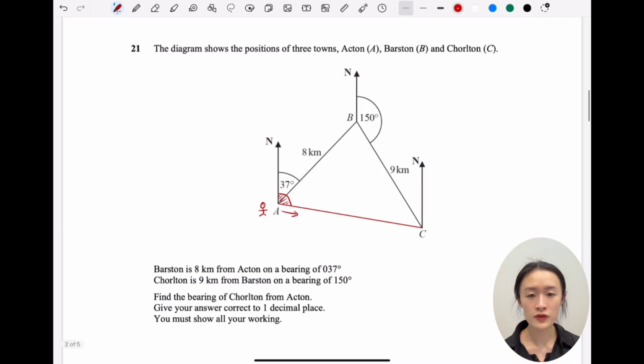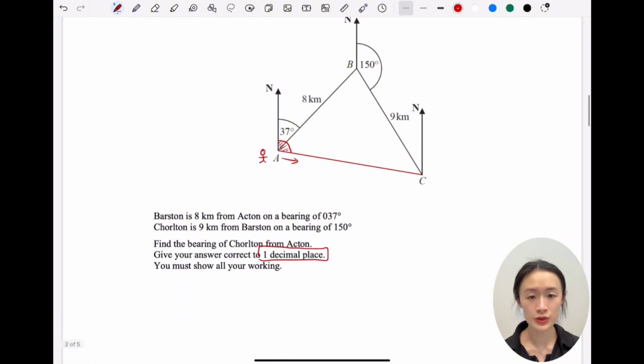So one key fact we need to know is that those two north lines are parallel to each other. Therefore, we can work out this angle here is 143 because it's a corresponding angle to the 37-degree angle. Therefore, we can work out the angle ABC by using 360 take away 150 and 143. Okay, so what we can do is to use sine rule or cosine rule because this is not a right angle triangle. Now, I don't have enough information for sine rule because I need a pair of angle and its opposite side. So what I need to do is to work out AC first by using cosine rule.